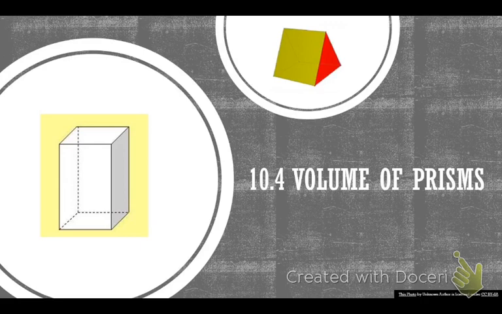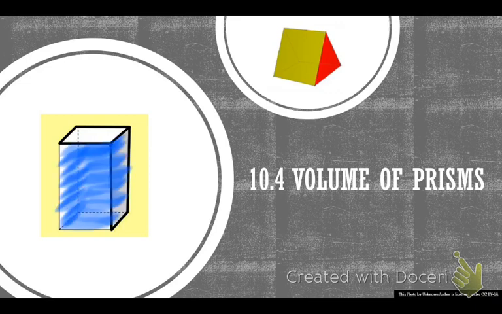Surface area, as you might remember, we talked about in 10.1 through 10.3, is the measure of the outside of an object. Okay, so we were trying to find out how many square units the outside was. With volume, it's a little bit different. It's measuring kind of like the inside, or how much space something takes up. So that's what volume is.